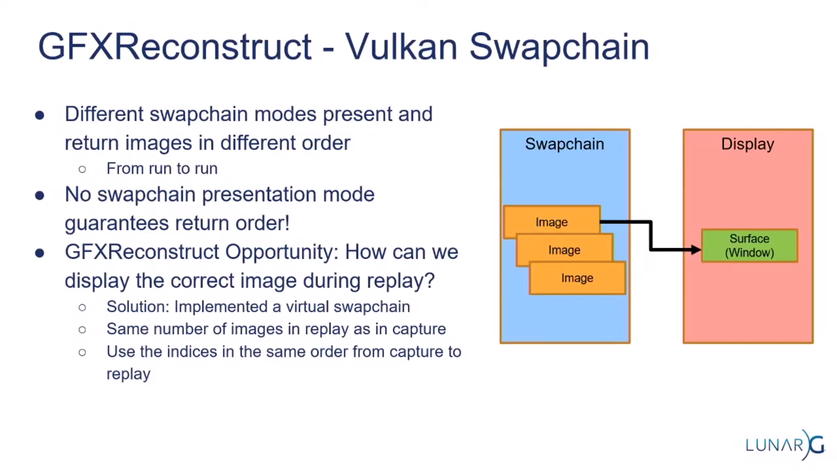One of the challenges we had with graphics reconstruct: in Vulkan, images can be returned in different order from run to run, regardless of the swap chain modes that you have. In fact, no swap chain presentation mode will guarantee the return order. So this resulted in, we'd have a capture, and when you replay it, you'd have blank screens or flickering or weird stuff going on. And so we had to create a virtual swap chain to solve this behavior of the Vulkan API, which would result in the same number of images in replay as there were in capture, in the same order.